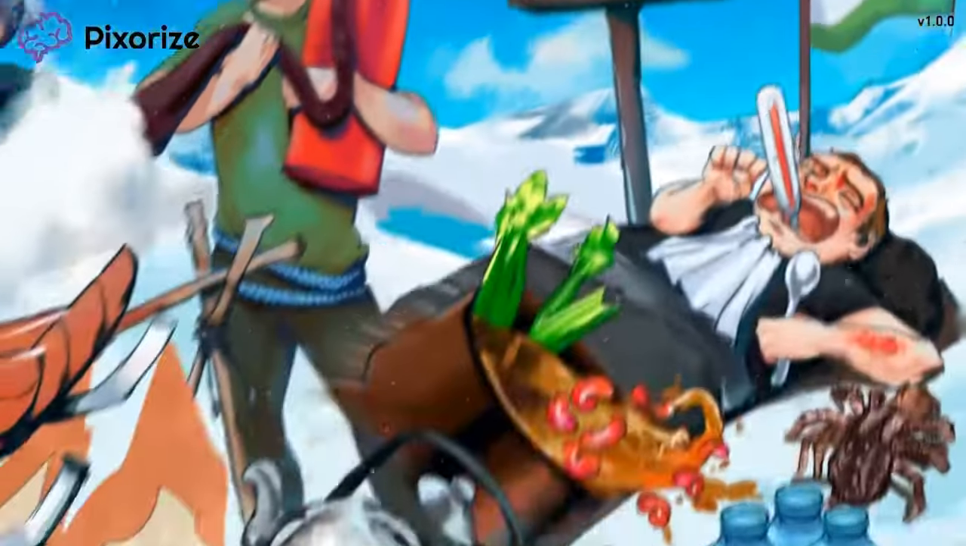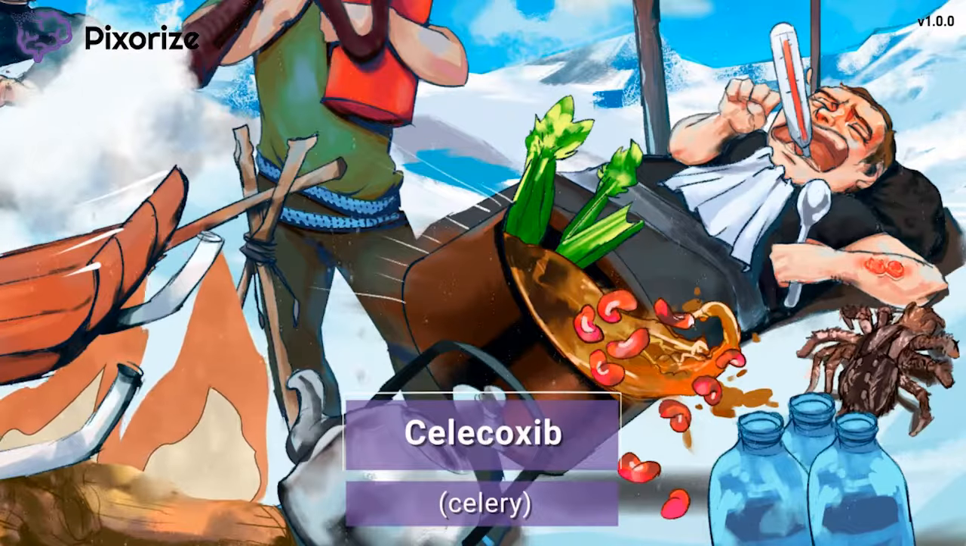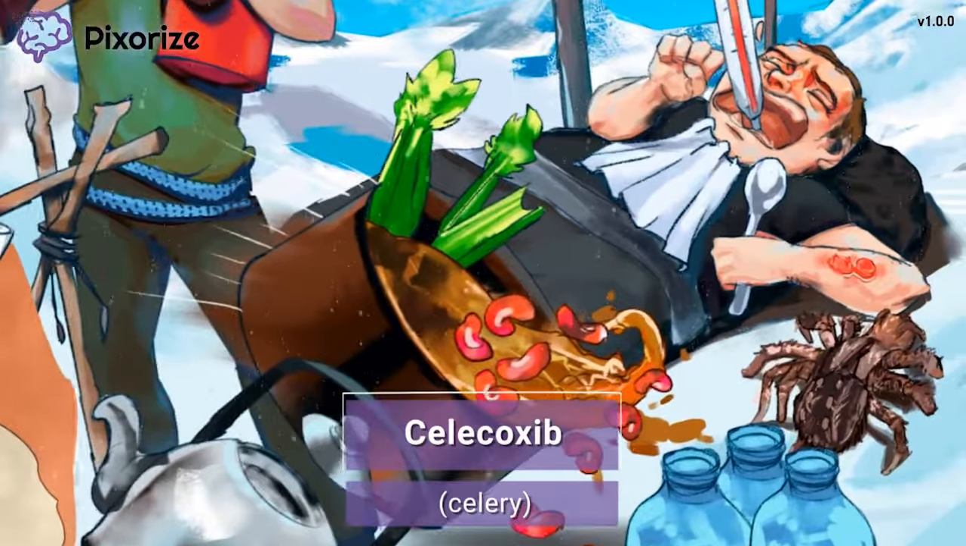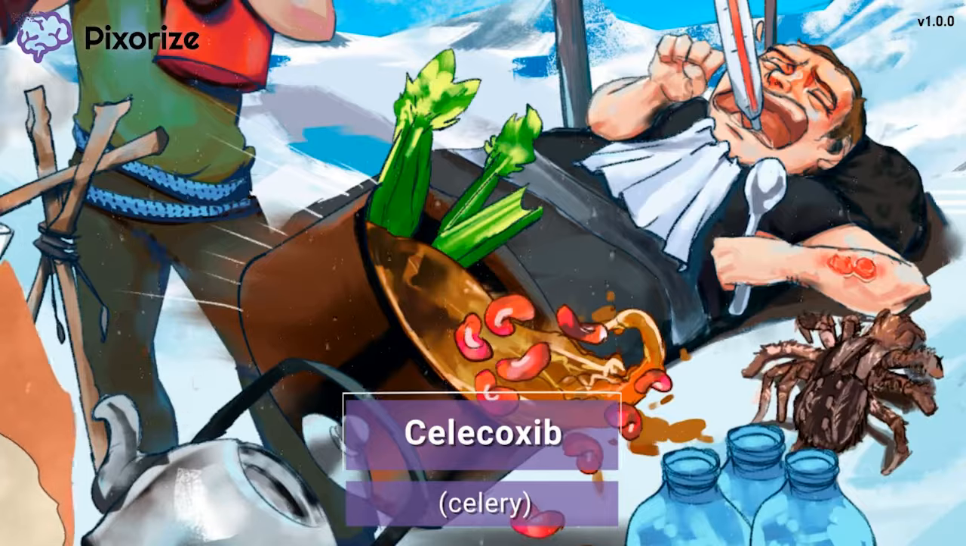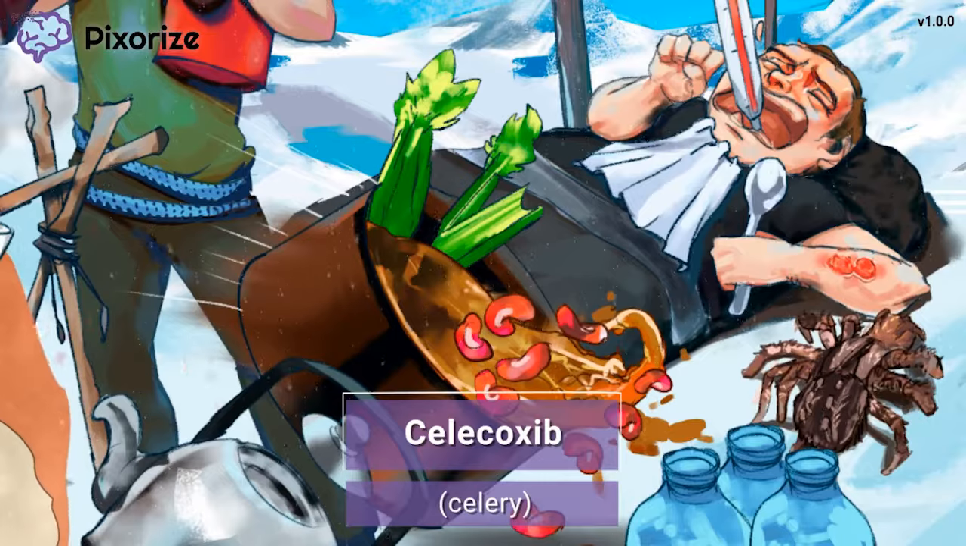I mentioned before how the sick man here is getting ready to eat some soup. Let's take a closer look at the soup, specifically at the celery in the soup. This celery should help you remember the last NSAID drug name we'll cover, celecoxib. Celery for celecoxib. It's the celecoxib celery. With the drug names out of the way, let's move on to how these drugs are actually used in the clinical setting.